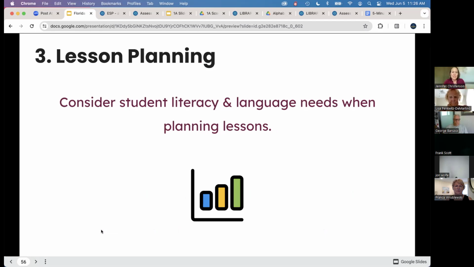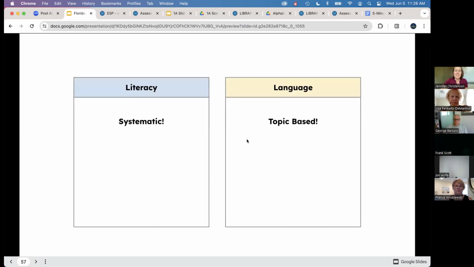Okay, the third suggestion I have is about lesson planning. And this is similar in that I'm asking you to consider both literacy and language when you're planning lessons. So if you have students who have literacy needs, I want to suggest that you're really thinking about that within your lesson planning. So when you're lesson planning, the key word for literacy instruction is systematic. The key word for language lessons is topic-based. So I'll show you what I mean by that.